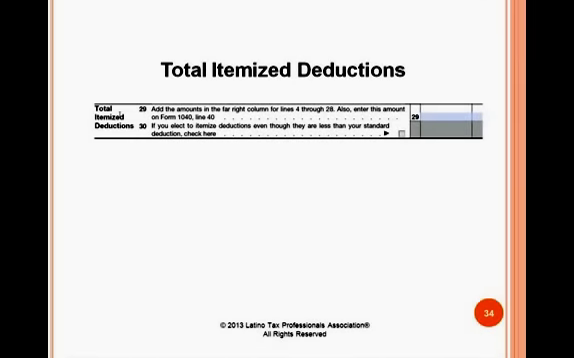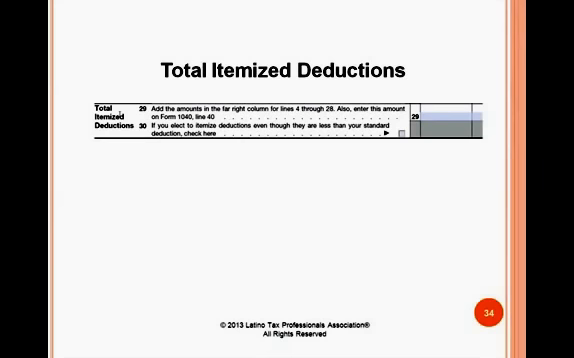At the end of Schedule A, then, you have total itemized deductions. Add the amounts in the far right column for lines 4 through 28. Also enter this amount on Form 1040, line 40. There have been in the past limitations if you had phase-out amounts. So if you made over a certain amount of money, and I believe it was $125,000, a portion of your deductions could be reduced. That has not been in play for 2012 and going forward.